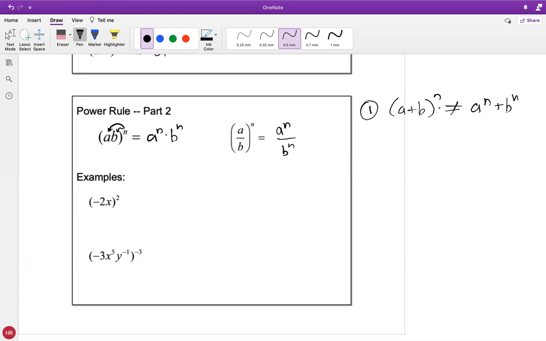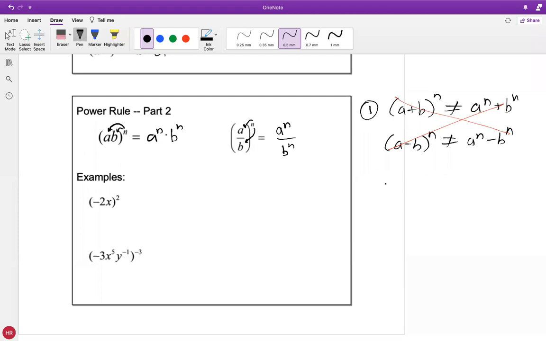Don't do this. It doesn't work. It also doesn't work for subtraction. Doesn't work. No, don't do this. Very wrong. That is false. You cannot distribute a power to a sum. You can distribute a power to a product. You can distribute a power to a quotient, but you cannot do it to a sum or a difference.